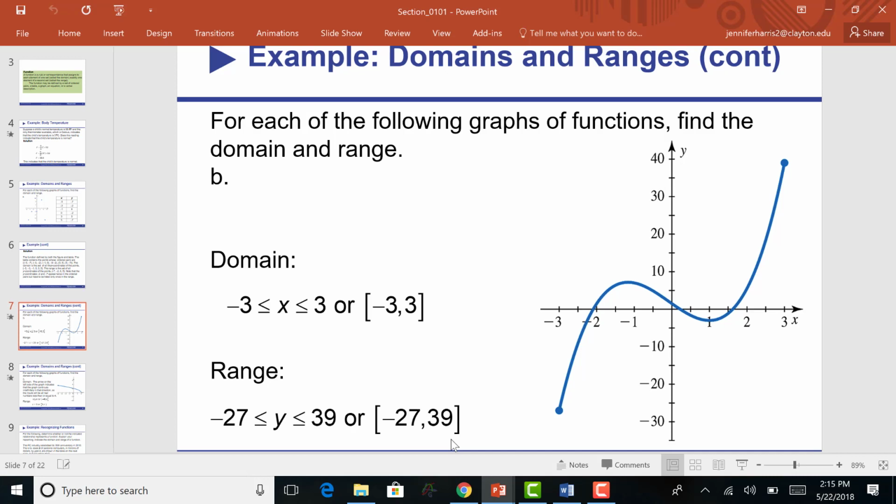Horizontally. I just wanted you to tell me how wide this graph is. Where does it start over here? Where does it end? How wide is this graph horizontally? Somebody tell me. Look horizontally. How wide is the graph? From where to where? Notice that's what they put. They wrote it two different ways.